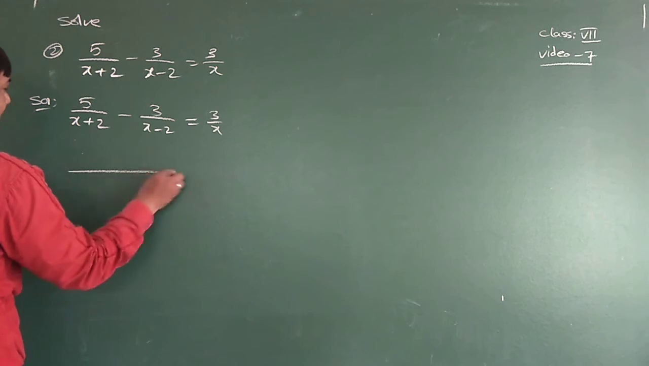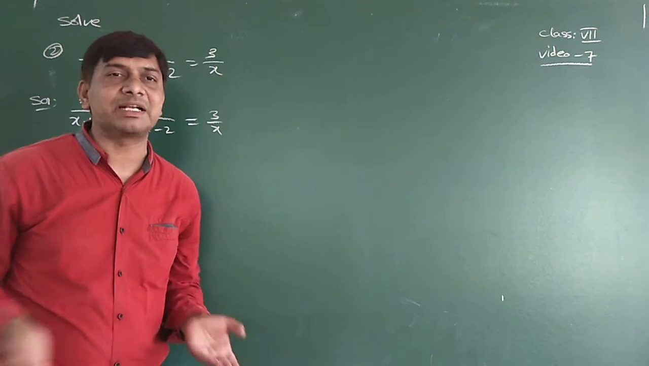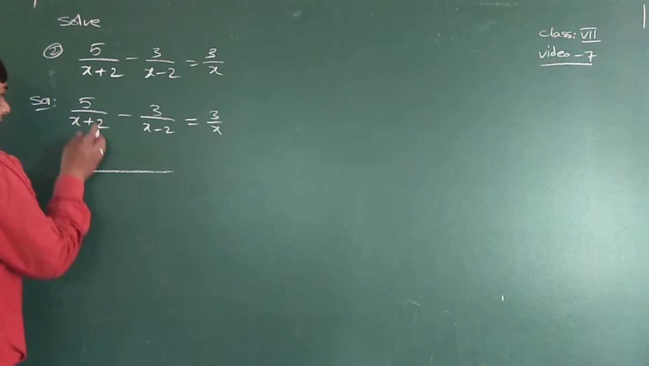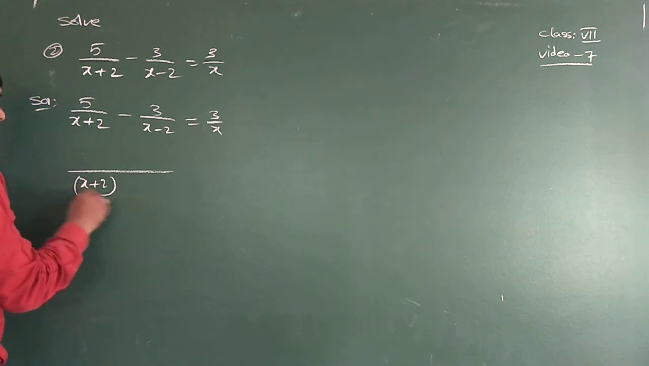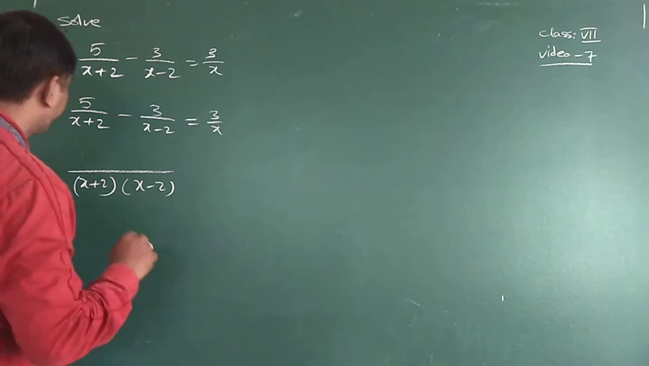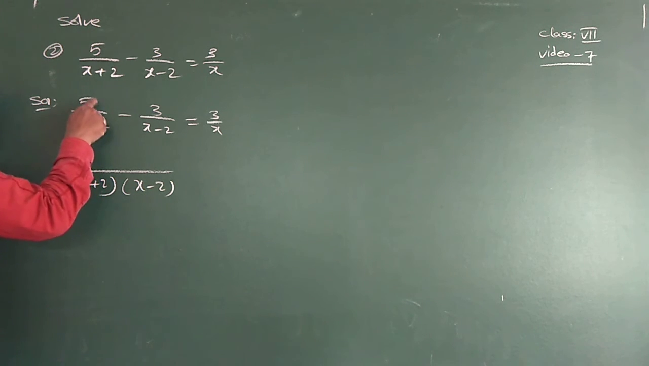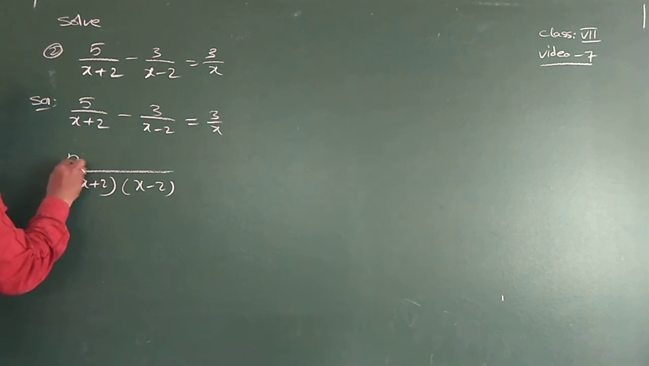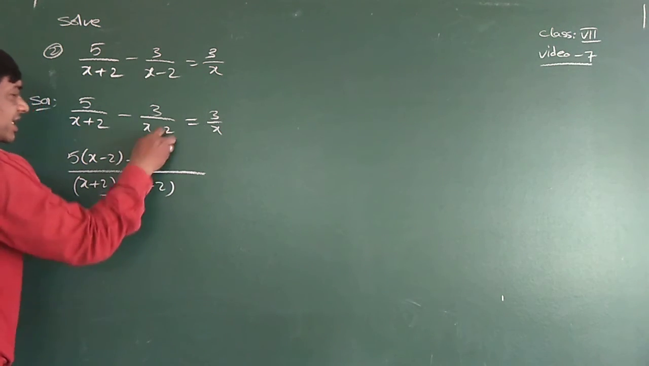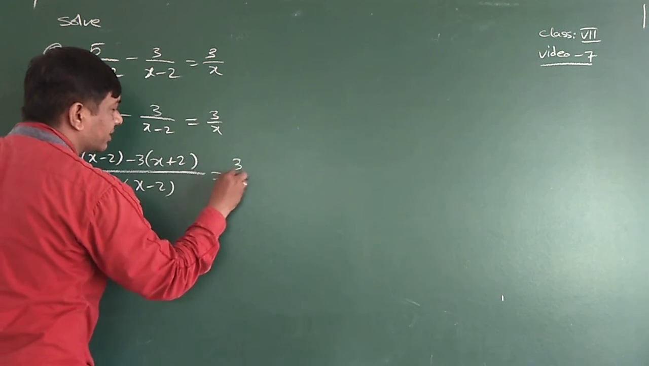Now take the LCM. In an algebraic expression, we generally don't know the exact factors, so whatever variable terms are there, those only are taken. x plus 2 is one factor, x minus 2 is another factor. Since they are binomials, write them in brackets. Now x plus 2 goes on, so this x minus 2 we have to multiply to the numerator of the first term: 5 into (x - 2) minus 3 into again this (x + 2), over (x + 2)(x - 2), is equal to 3 by x.